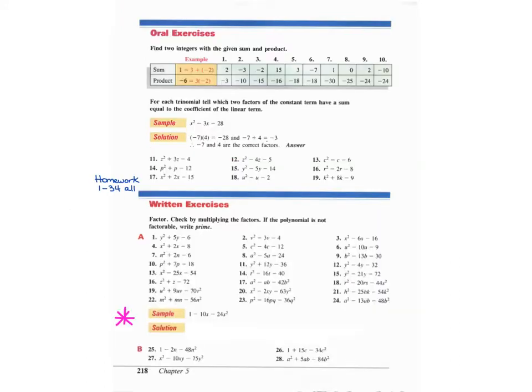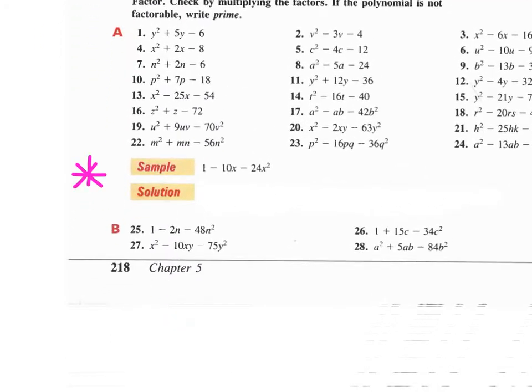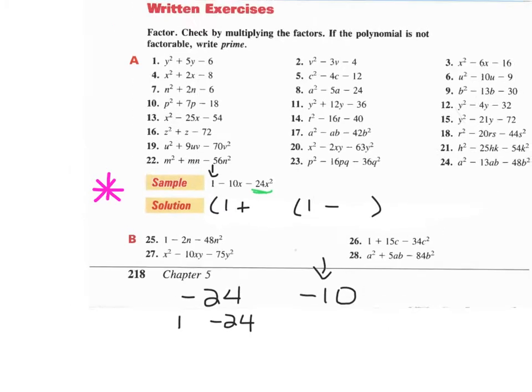Let's look at another example here. Notice this time the variable is at the end, but we're still doing the same thing. We're still looking for factors of -24 that are going to add to give me -10. So notice this 1 here. So when I start my binomials, I'm going to put a 1 and a 1 first because 1 times 1 is 1. So now I need to list the factors of -24. So again, my middle sign is negative. So my larger factor gets the negative.